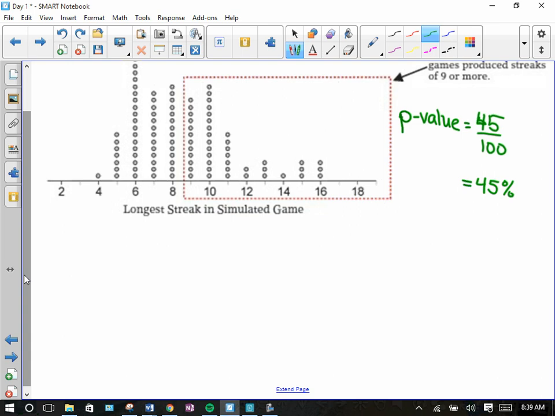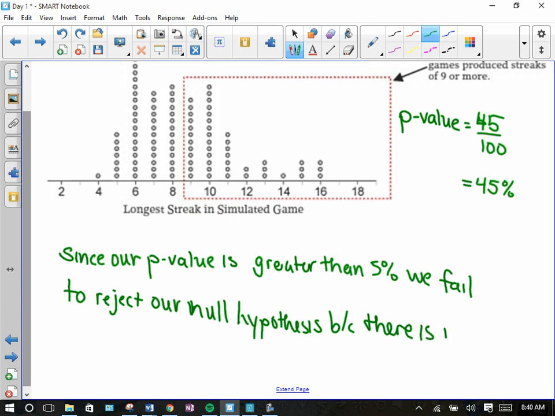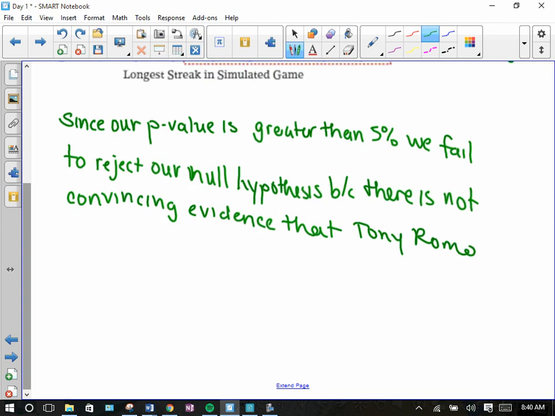Okay, so since our p-value is greater than 5%, we fail to reject our null hypothesis, because there is not convincing evidence that Tony Romo had the hot hand.